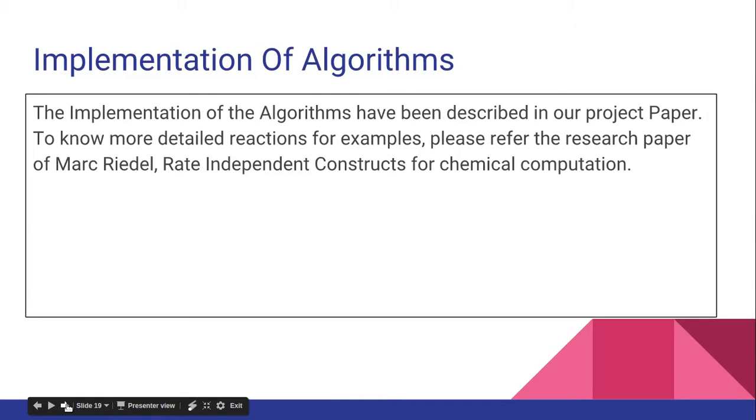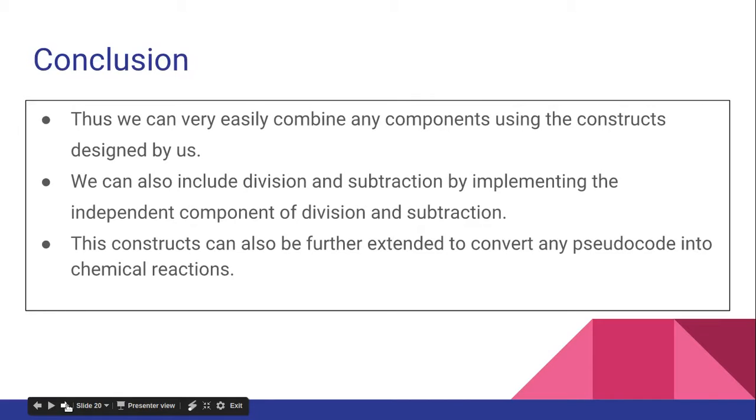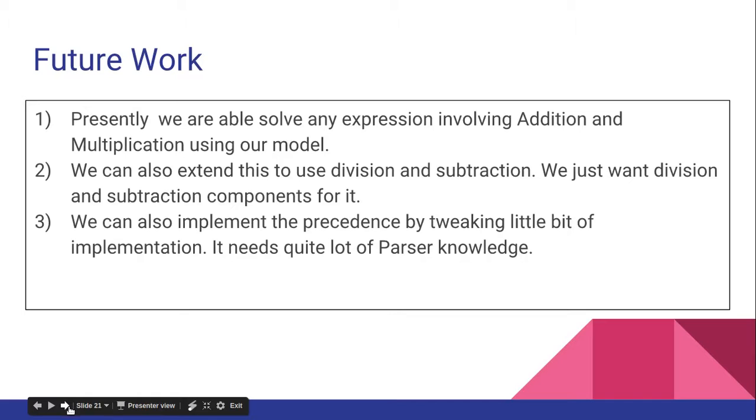Now, coming to the implementation of the algorithms, the implementation has been described in our project paper. To know more detailed reactions for examples, please refer to the research paper of Mark Riddle, Rate Independent Constructs for Chemical Computation. Conclusion. Thus, we can very easily combine any components using the constructs designed by us. We can also include division and subtraction by implementing the independent components of division and subtraction. These constructs can also be further extended to convert any pseudocode into chemical reactions.